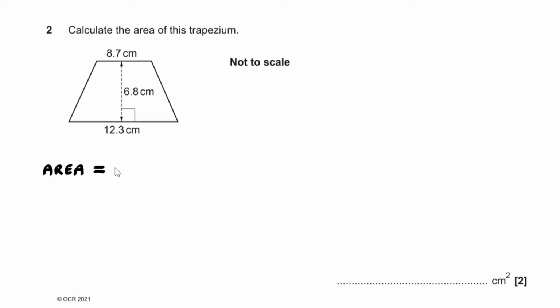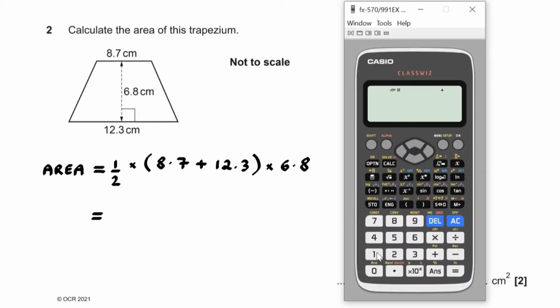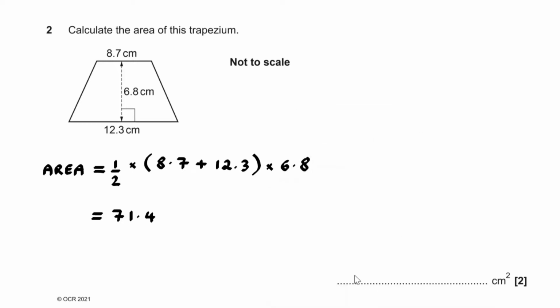well, for the area, we would have 1/2 multiplied by the sum of the 2 parallel sides. We have 8.7 plus 12.3, and then we multiply this by the height, 6.8. And so if we work out the area, if we type this into our calculator, we have 1/2 multiplied by 8.7 plus 12.3 in brackets multiplied by 6.8. It turns out we have 71.4, and the units will be centimeters squared. So we have 71.4 centimeters squared.